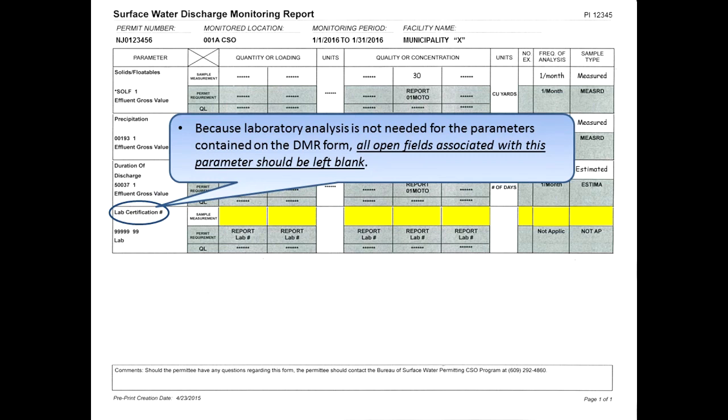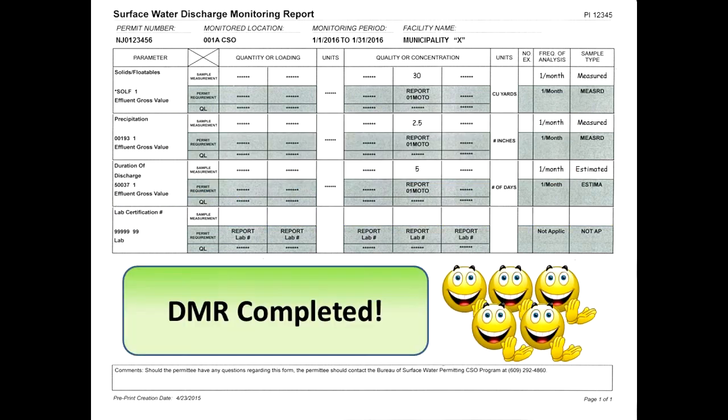The last parameter that appears on the DMR form is lab certification number. Because laboratory analysis is not needed for any of the parameters contained on the DMR form, all open fields associated with this parameter should be left blank. Our DMR form is now complete and ready for submission.